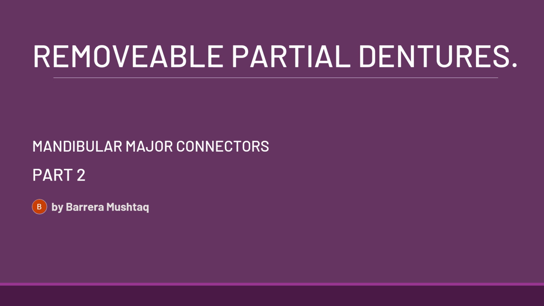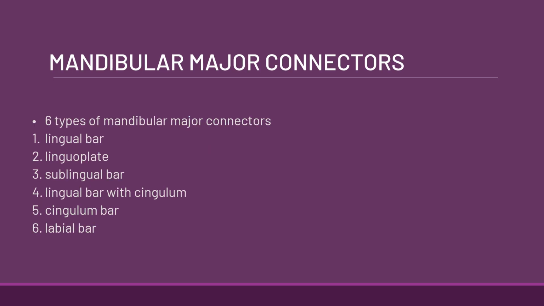We started our prosthodontics, in which we were doing removable partial dentures. In the last lecture we studied mandibular major connectors. This is part 2, the remaining lecture on the mandibular major connectors. In the last lecture we studied the first two types, the lingual bar and the lingual plate. Now in this lecture we are going to study the remaining four types of the mandibular major connector.